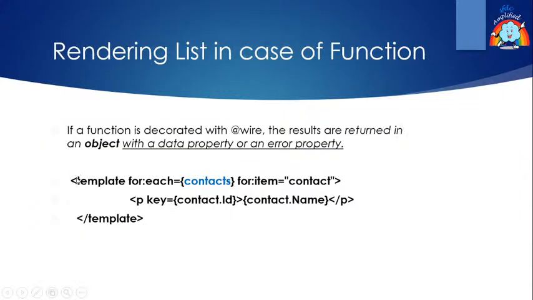So again, what we need to focus on here is that there we say the result comes in the data property or error property, but here the result is returned in an object. There it was returned to the property, but here it is returned in an object which has a data property or error property. And here we see template for:each contacts, for:item contact. So this is how we write it. And then this line remains the same, that we have the key and that we have the name. So that's how we write it.